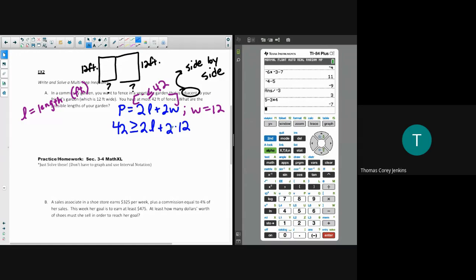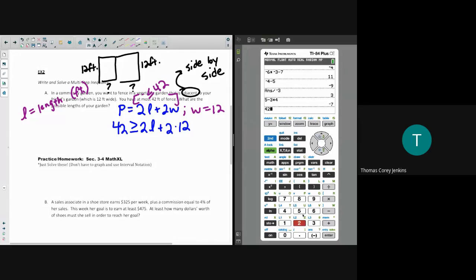All right, so I'm going to go ahead and move this term. That's 24. So I'm going to start by doing 42 minus 24, which is 18. So now I'm solving. So I have 18 is greater than or equal to 2L. Go ahead and divide both sides by 2, and then we'll finalize our answer. So 9 is greater than or equal to L, or L is less than or equal to 9.